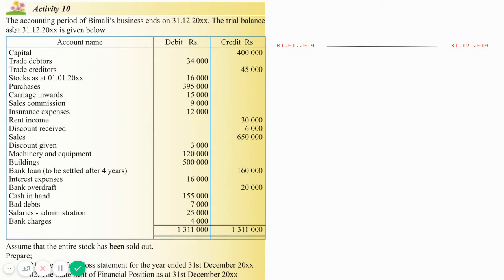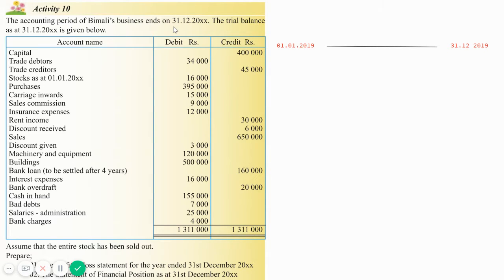information given. So here it says the accounting period of Bimali's business ends on 31st December 2019. We'll consider it as 2019. The trial balance as at 31st December 2019 is given below. So all these balances are at the end of the accounting period.